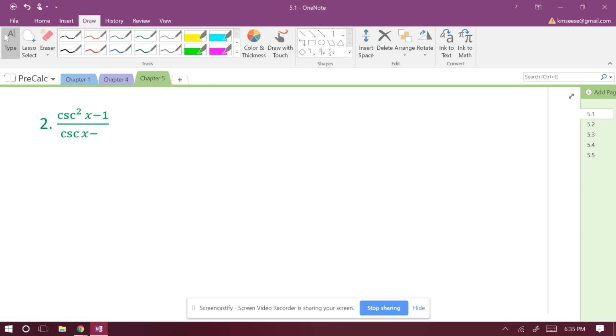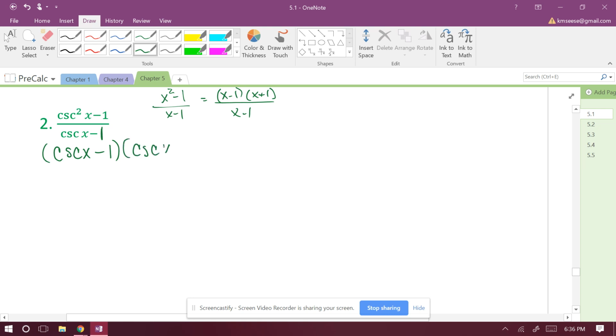For number 2, cosecant squared of x minus 1 over cosecant of x minus 1. This isn't as obvious, but you could probably see that x squared minus 1 over x minus 1 would be x minus 1 times x plus 1 over x minus 1. This is the exact same thing. So this is going to factor as cosecant of x minus 1 times cosecant of x plus 1 over cosecant of x minus 1. These terms cancel, and I am just left with cosecant of x plus 1.